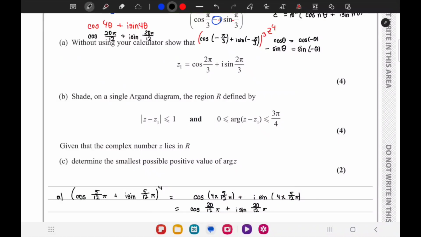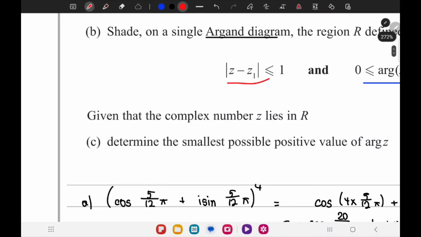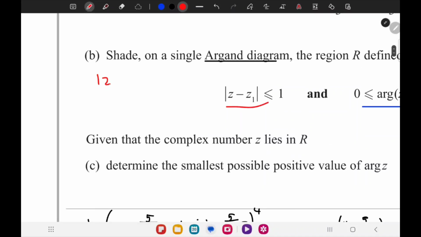Now for part B, we have to draw an Argand diagram, and on this we have to shade the region bounded by these two curves. Now for the first curve, anything in the form of z minus z1 equals r is a circle with center z1 and radius r.